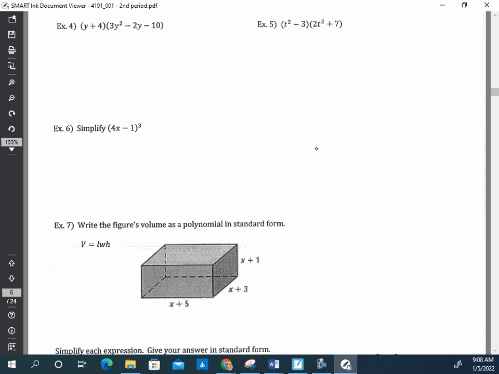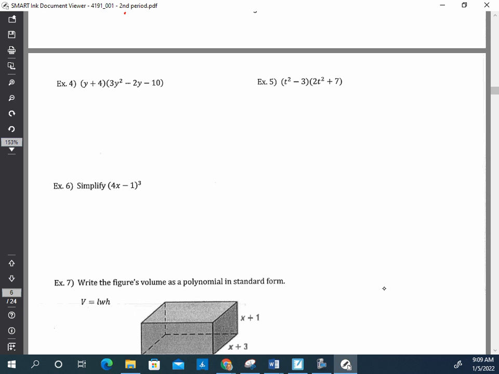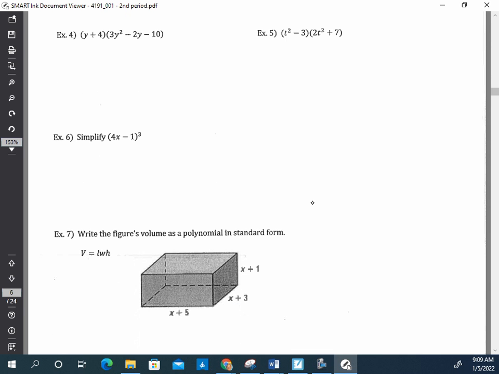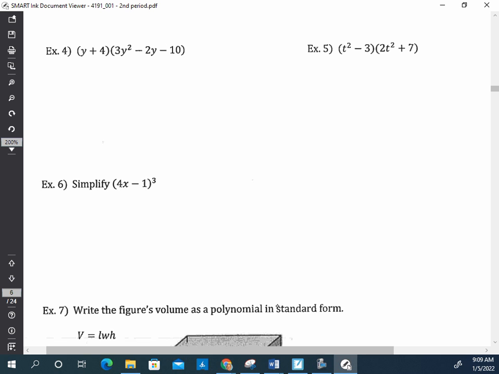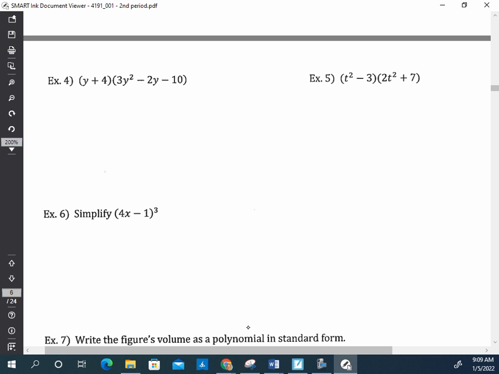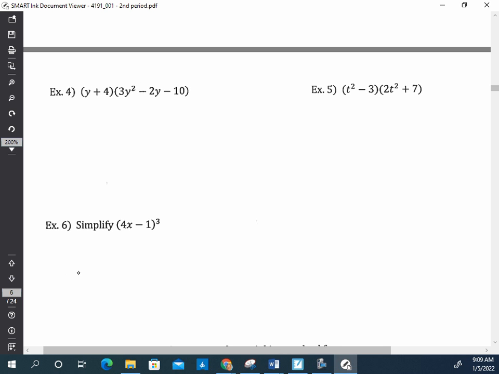Let's go ahead and switch to multiplying. So remember, multiplying is distributive property. It's FOIL, things of that nature. There are actually 4 examples that we'll do together for multiplying. So let's kick things off with example 4. You got y plus 4 times 3y squared minus 2y minus 10.